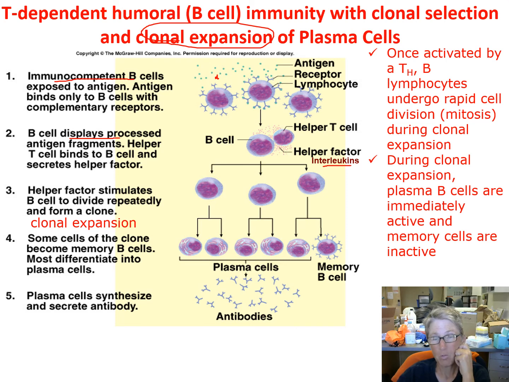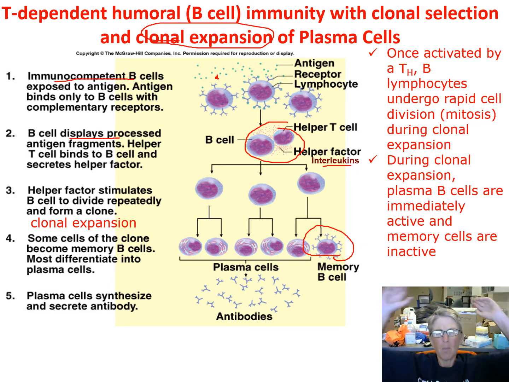Some members of the clone become memory cells, most differentiate into plasma cells, and they make antibodies. So let's look over here at our check mark. It says once activated by a helper T cell, which is going on right here, B lymphocytes undergo rapid cell division, mitosis, and that's the process of clonal expansion. And then during clonal expansion, B cells become plasma B cells.